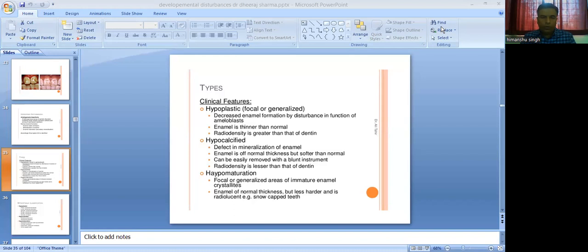Then we have the hypocalcified type. This is when the defect is in the mineralization. The enamel is usually of normal thickness, but is softer than normal. It can be easily removed with a blunt instrument, and radiodensity is lesser than that of the dentin.